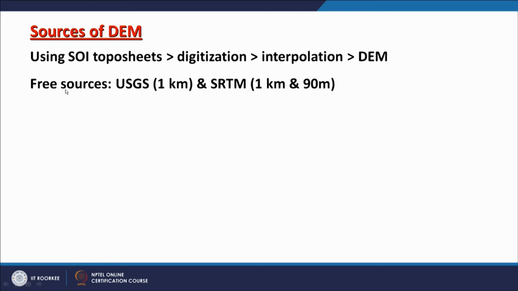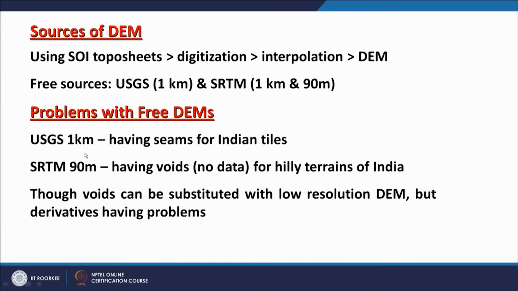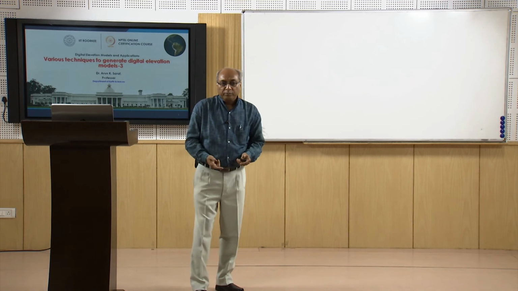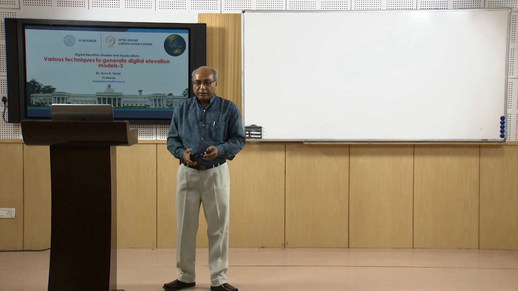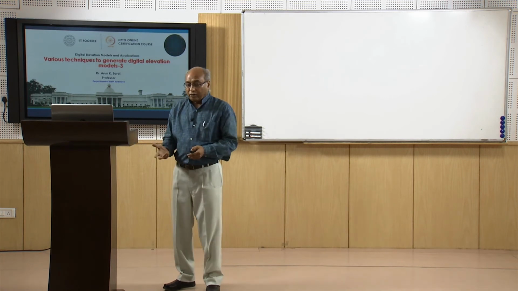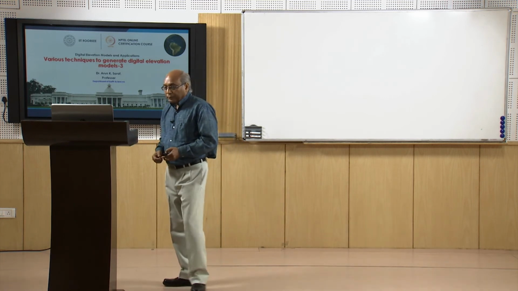There are various free DMs also available. For example, we have just touched USGS-DM at 1 kilometer, SRTM was available at 1 kilometer, 90 meter. Now it is also available at 30 meter. There are some problems because none of these products are perfect. If I take the example of USGS 1 kilometer, it is having the seam problem, especially for hilly terrains of the Indian part of the Himalaya.